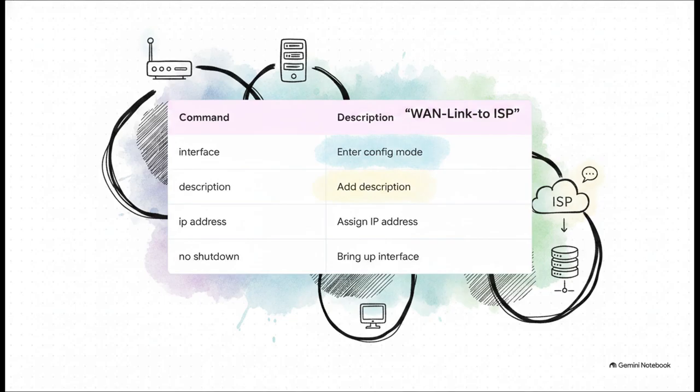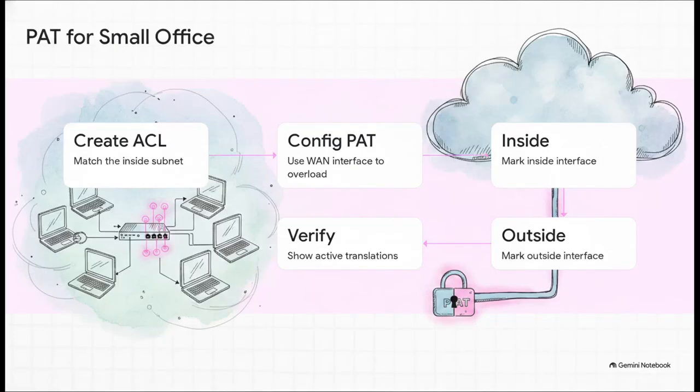Boom, clean and logical. Now, what if you need to get a whole HR department online? You obviously can't give every single desktop a public IP, so we use Port Address Translation, or PAT. It's basically like a receptionist routing external calls to a bunch of internal extensions. To set this up, follow this 5-step sequence. Create an ACL to match your inside subnet. Configure PAT to overload your WAN interface. Explicitly mark your inside and outside interfaces, and then verify the whole thing with show ip nat translations. Just like that, your office is online.